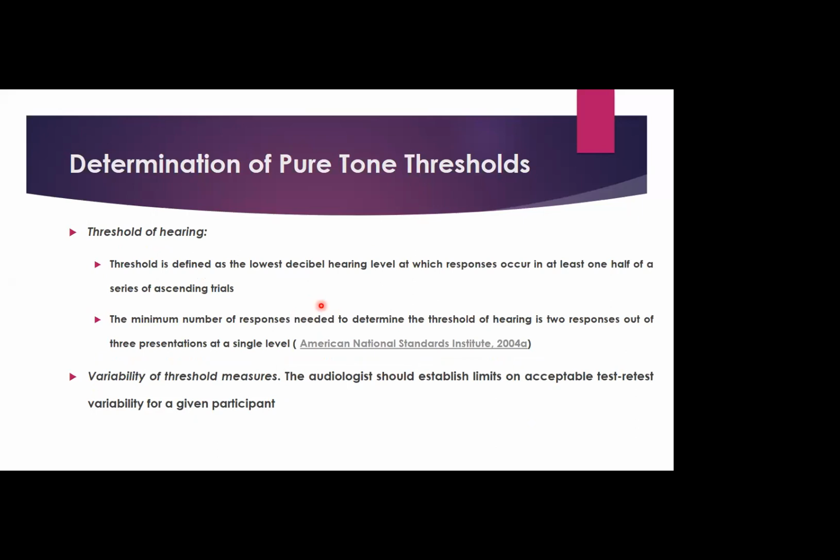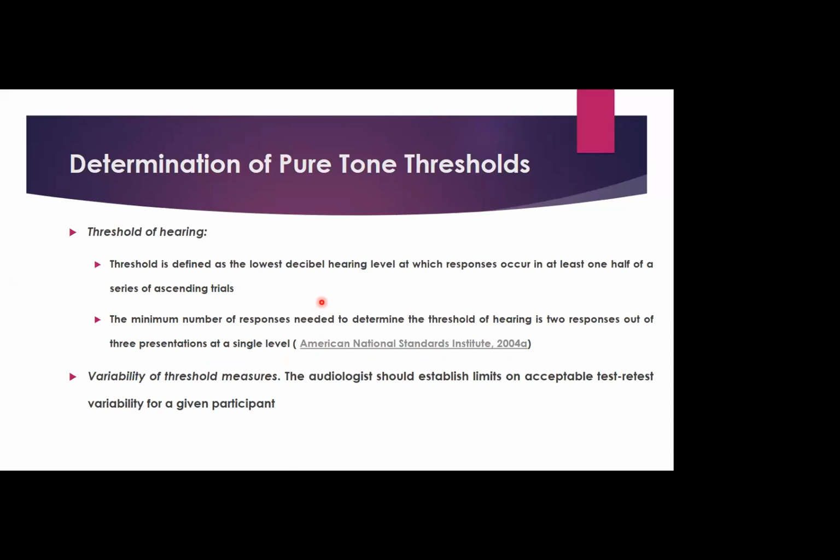So the level of intensity or dB at which, if we present the tones 3 times or 4 times, maybe 6 times, at least half of the times the response should be present, is marked as a threshold of that particular pure tone.